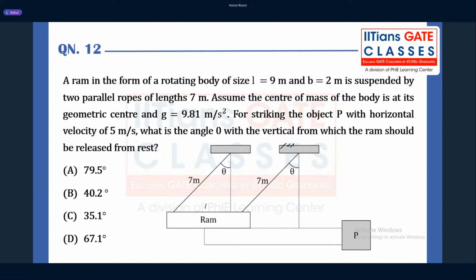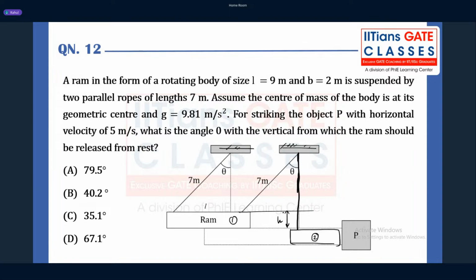You know that when it is released, the moment your ram is released, it will be somewhere here. This is the initial position, and this will be the final position, and your string will be like this. So what is the difference from here to here? The difference is h. That means initially you have taken the body up and your body is tilted by the angle theta.